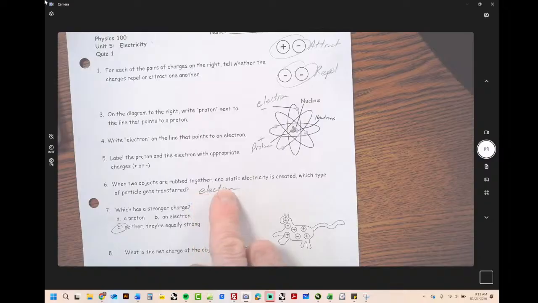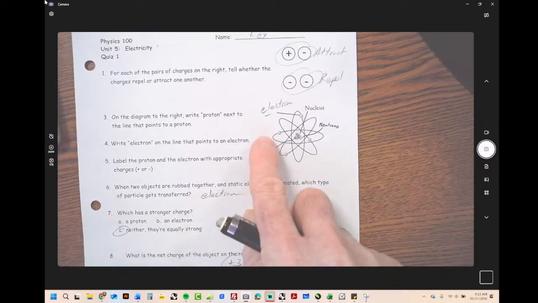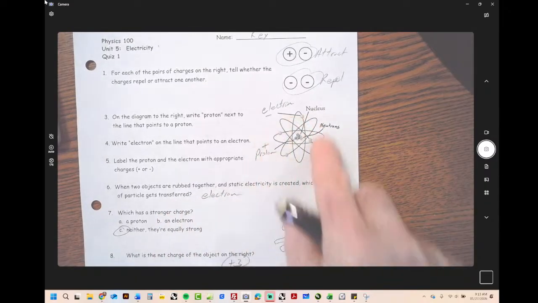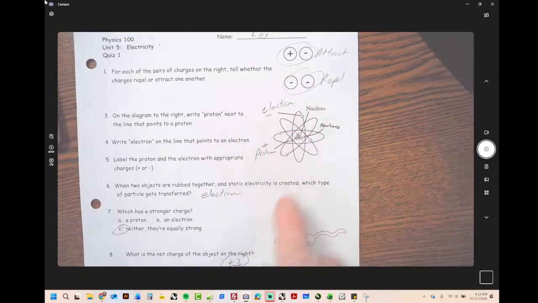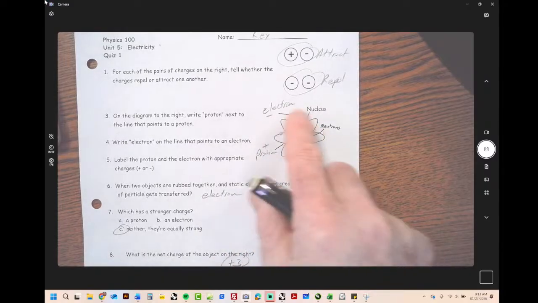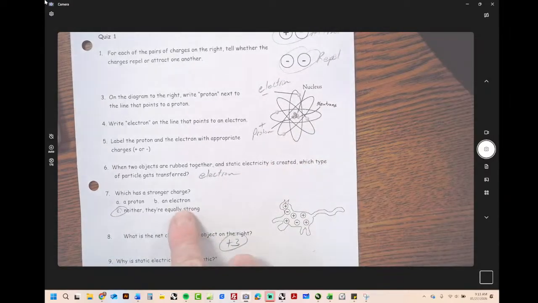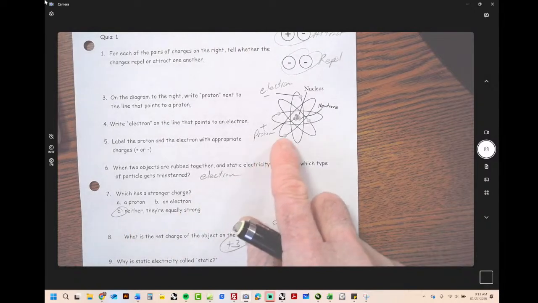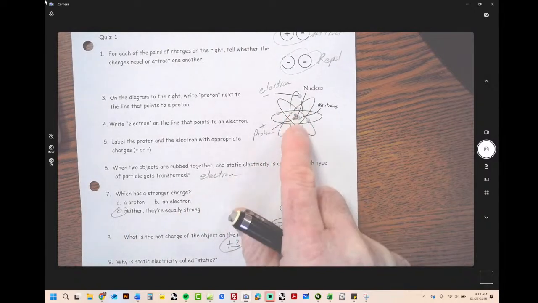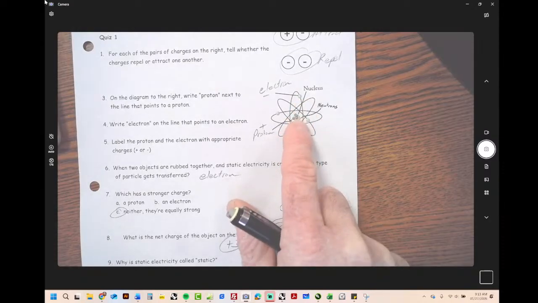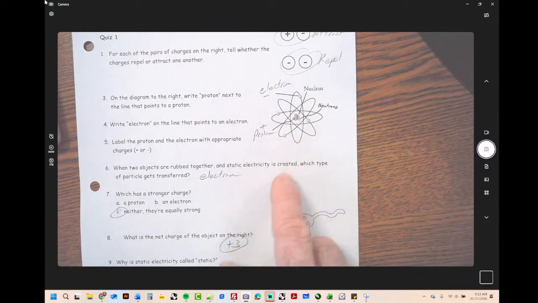When two objects are rubbed together, the particle that gets transferred is the electron. It's because the electrons are on the outside of atoms. So if you rub two things together, the outside part is the part that can come off and move around. Stronger charge is neither. They're equally strong, even though, and they don't show it this way, electrons are much smaller than protons. They show the electrons larger here, which is kind of weird.